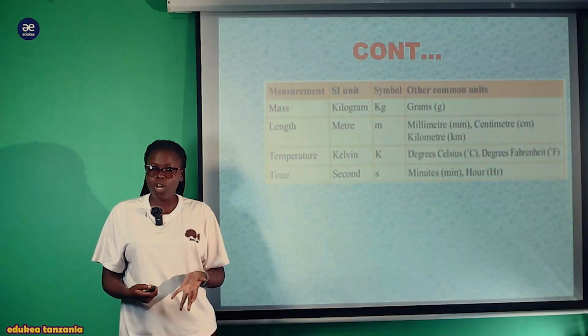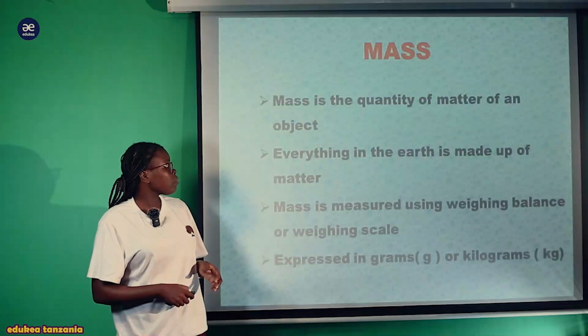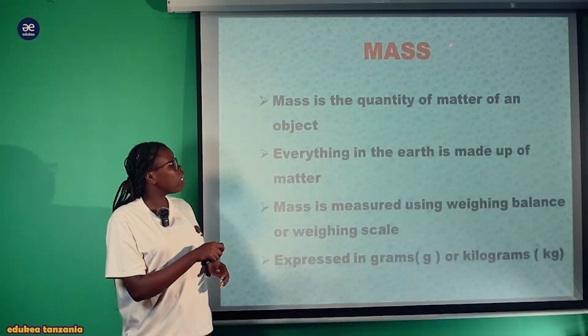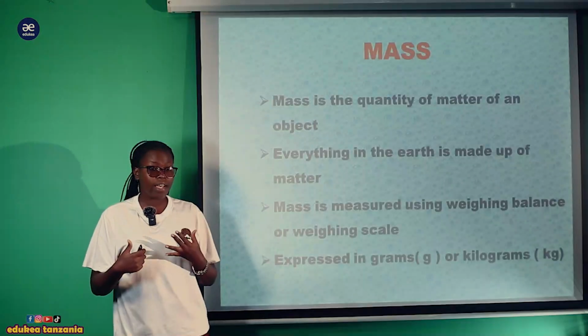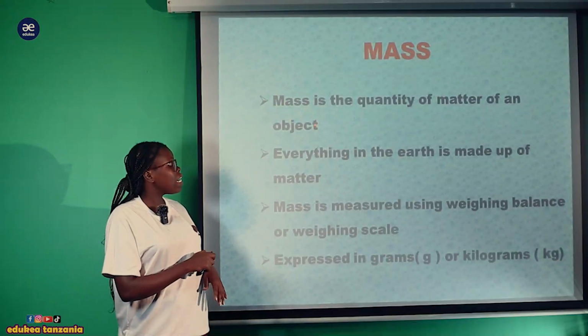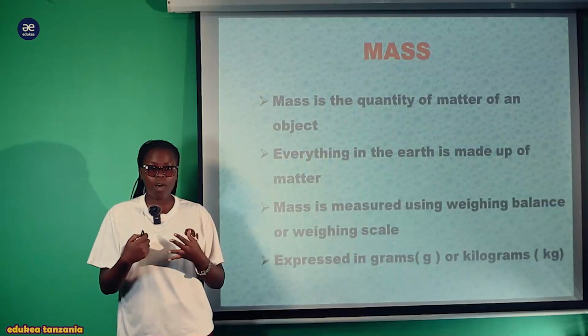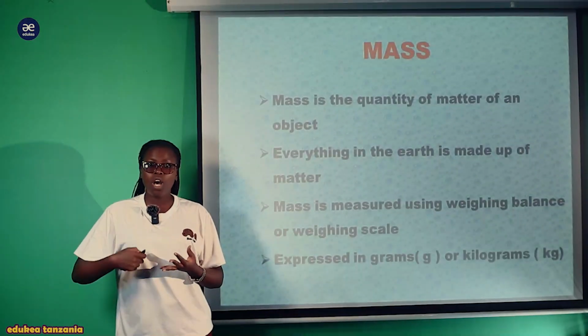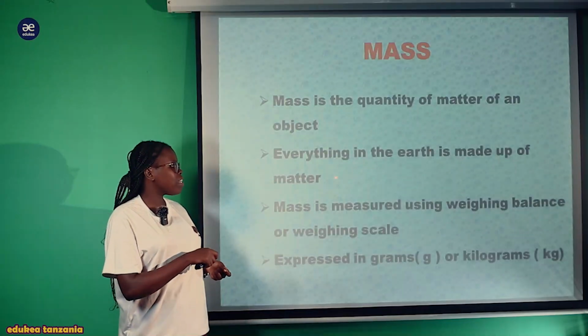Now, let us start by looking at the mass. Mass, tunapozungumzia mass hapa ni uzito wa kitu fulani. Now, mass is the quantity of matter of an object. Kwa hiyo ni kiwango cha uzito ambacho object inayo. And everything on the earth is made up of mass. Kila kitu ambacho kipo hapa duniani kina uzito wake.